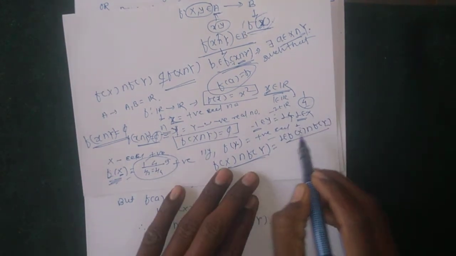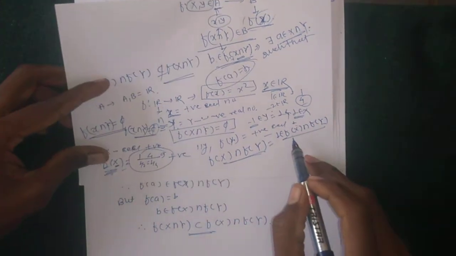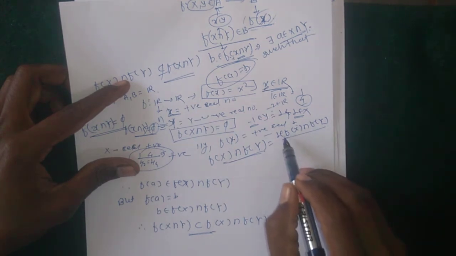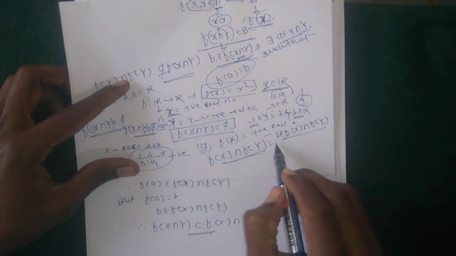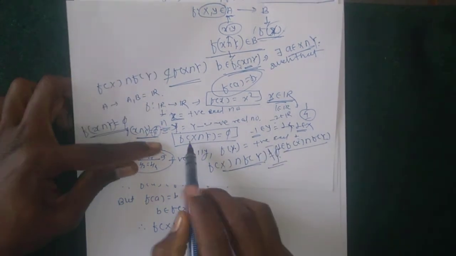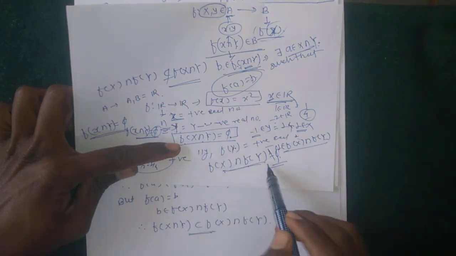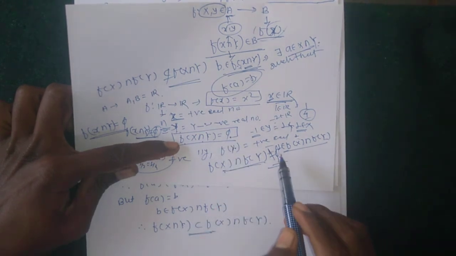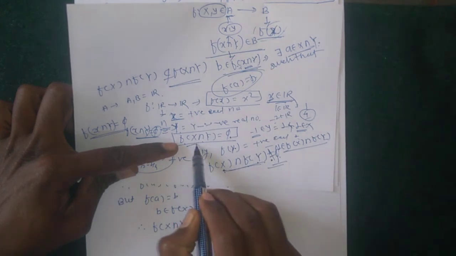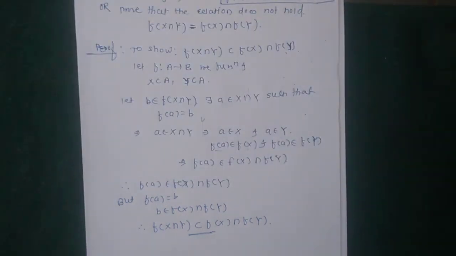Similarly, infinitely many elements belong to the intersection of their images, meaning f of x intersection f of y is non-empty. Therefore, here f of x intersection y is the empty set and f of x intersection f of y is a non-empty set, which implies that f of x intersection f of y is not a subset of f of x intersection y.